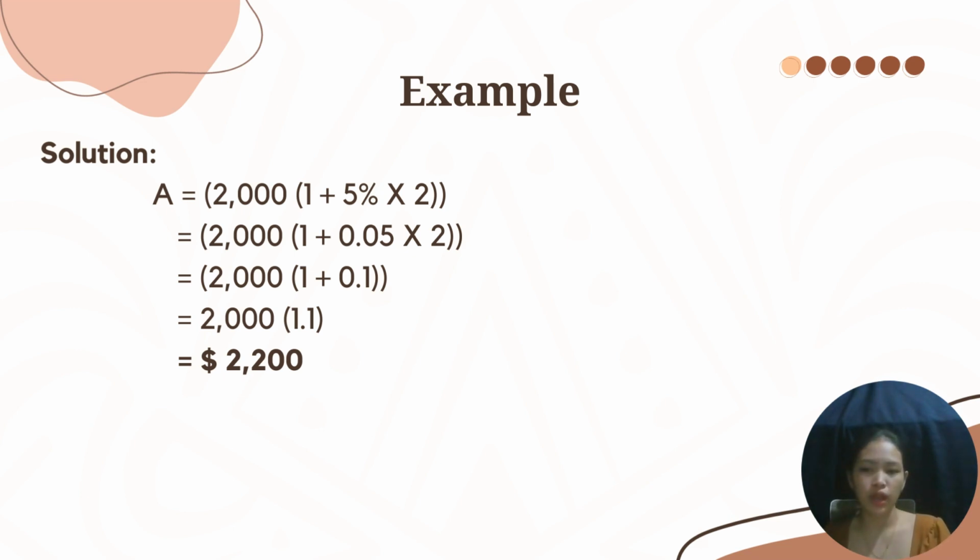2,000 times 1 plus 0.05, which is the decimal of the 5%. To get the decimal of the 5%, we need to divide the interest rate, which is the 5%, by 100, and the answer is 0.05 times 2. So 2,000 times 1 plus 0.1 is equal to 2,000 times 1.1. So the total accrued amount is $2,200.